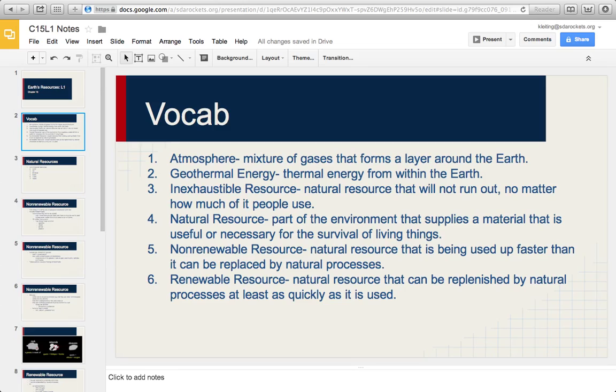Geothermal energy is thermal energy from within the Earth. Inexhaustible resources are natural resources that will not run out no matter how much people use it. Natural resources are part of the environment that supplies a material that is useful or necessary for the survival of living things. Non-renewable resources are natural resources that are being used up faster than we can replace it by natural processes. And renewable resources are natural resources that can be replenished by natural processes at least as quickly as it is used. And we'll talk about those a little more as we go on.